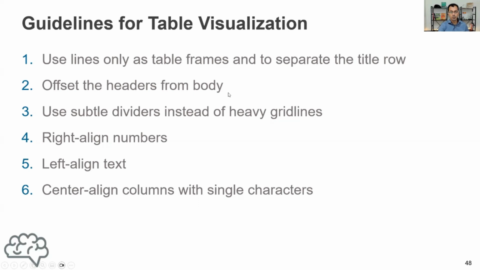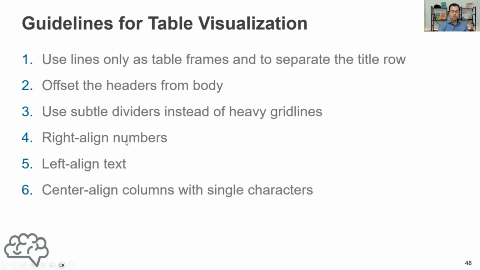Then, offset the headers from the body. How can you do that? You can, for example, use one line to separate the header from the body of the table, or you can use, for example, boldface letters or italics for the headers of the table. If you want to divide the cells of the table, use subtle dividers instead of heavy grid lines. Again, this is to avoid that grid perspective of the table that in many cases you don't want. You want a more elegant, cleaner table instead of a table full of lines within its whole body.